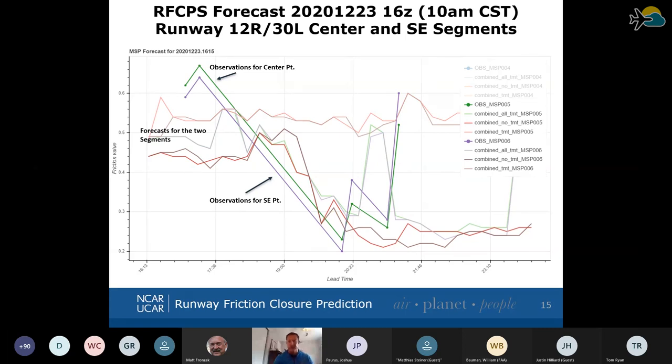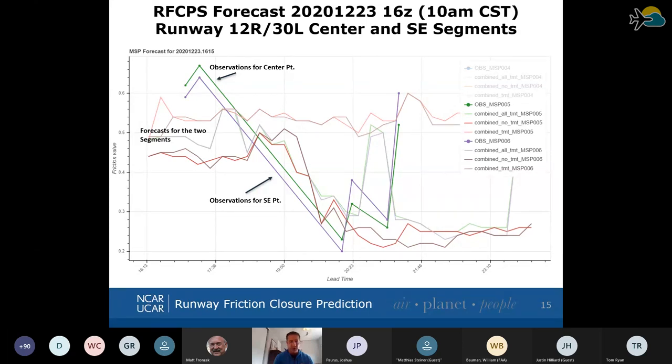Remember, we're doing the center point, the northwest center, the northwest point, the center point, and the southeast segment a lot, typically on these runways. So this is just showing you two different segments, which have different observations. The observations are in the dark green and the dark purple. They're pretty similar. Obviously some of the runways, because of different weather and physical characteristics, are going to have lower values. And you can also see the forecast for the two different segments together.